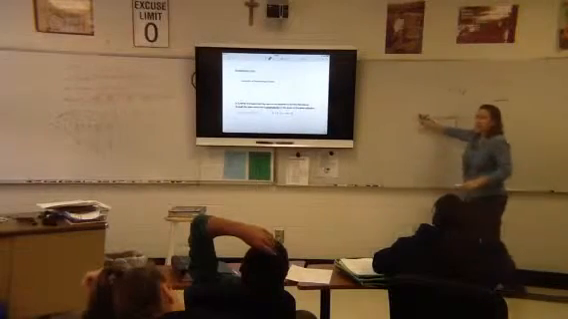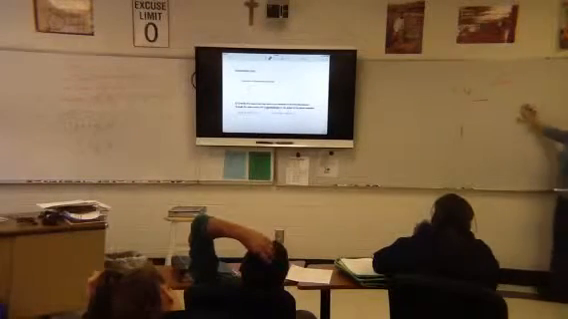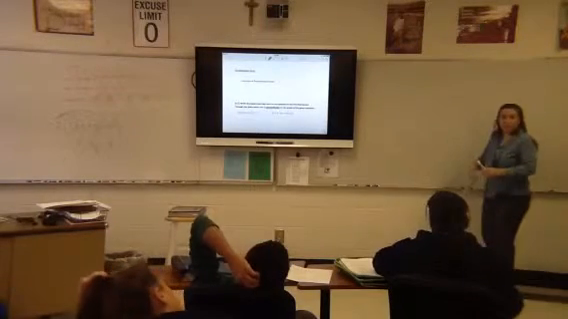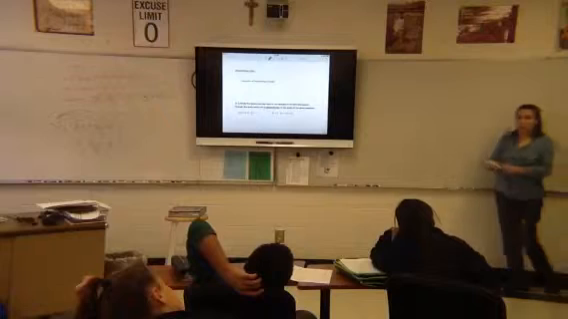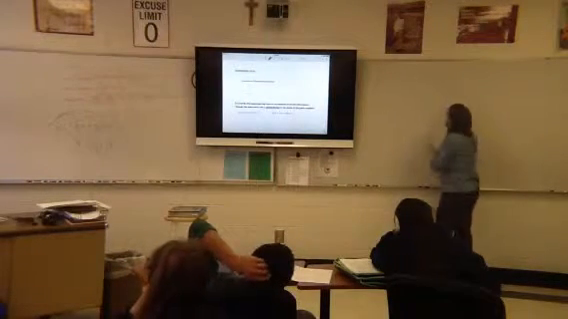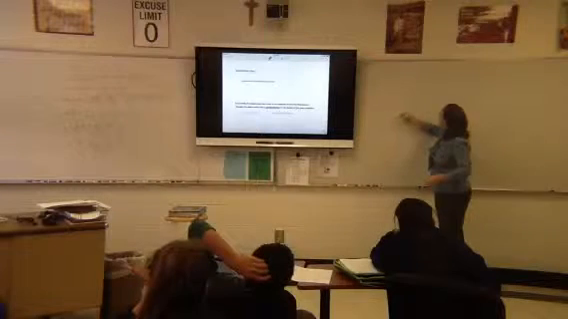Ooh, parallel, I agree. Perpendicular. Anybody else? They do intersect. Yeah, they are going to intersect today, okay? So perpendicular, they are going to intersect. Let's make it a little darker. Okay, so they are going to intersect.